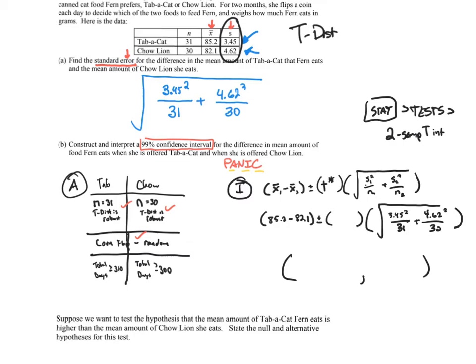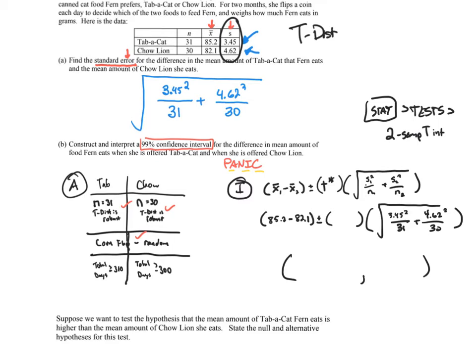X bar 1, 85.2. S1, 3.45. Sample size, 31. Okay, go to the second one: 82.1. Standard deviation, 4.62. And sample size, 30. Confidence level, 99.99. Okay, it's saying pooled.